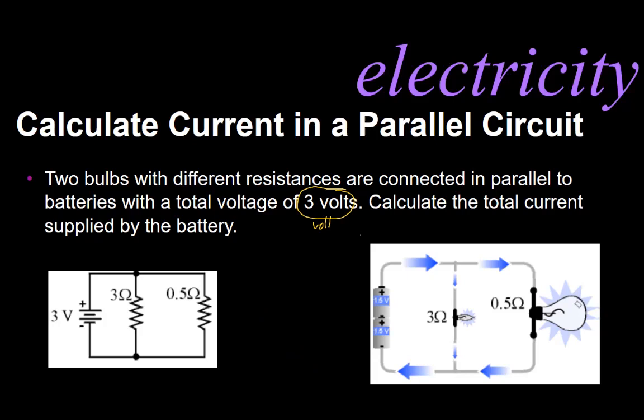We've got one part, which is going to do current, V equals IR. So 3 volts equals I times the resistance, 3 ohms. In this case, we divide both sides by 3 ohms, so we end up with a current of 1 amp. And this is for this first pathway. Then we do the same thing. We run our 3 volts equals I times, in this case, 0.5 ohms.